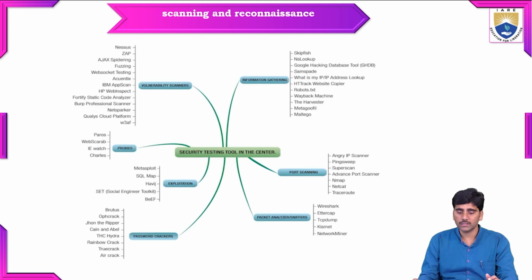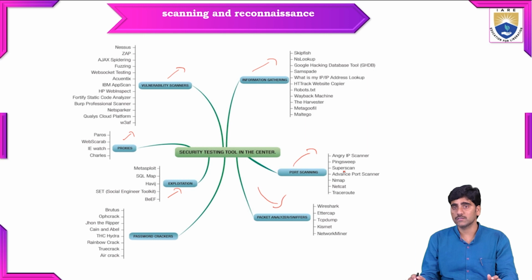And here we can see the different types of scanning and reconnaissance tools. Vulnerability scanner tools, information gathering tools, proxies, exploitation tools, port scanning tools, packet analyzers and sniffers, and password crackers are all tools. If you know all these details about the tools, then you will become an expert in cyber security or network security. So you need to practice with all these tools.